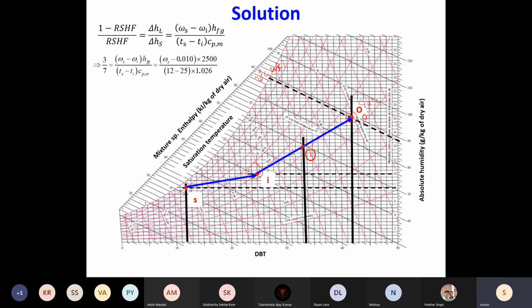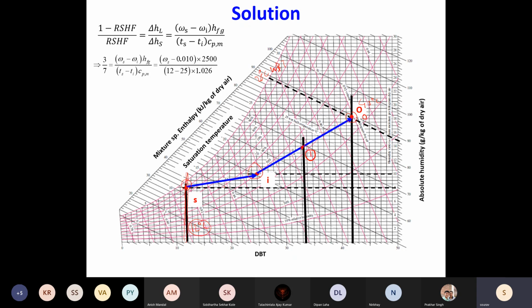Okay. Now on your supply side, only one piece of information is given, 12 degrees C. So how do we get the state point S? With one piece of information, we cannot pinpoint. So all we can do is draw a vertical line of DBT equal to 12 degrees C, because that is the information provided. How do we mark this point?